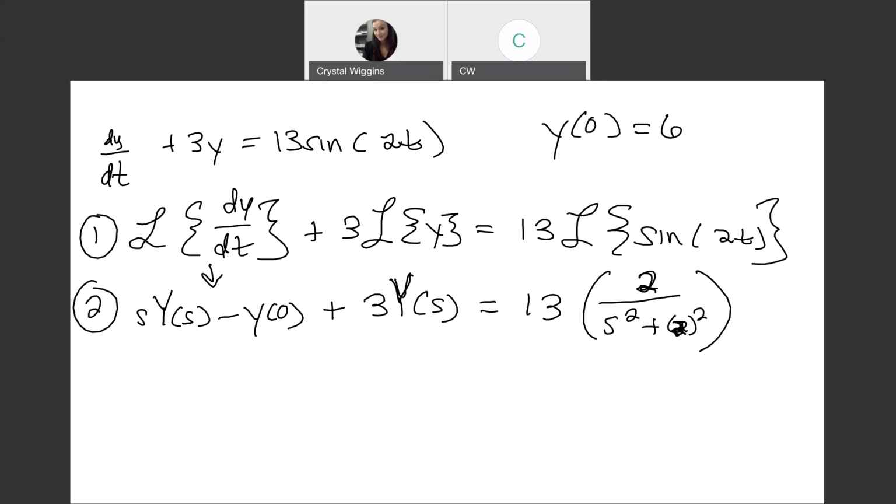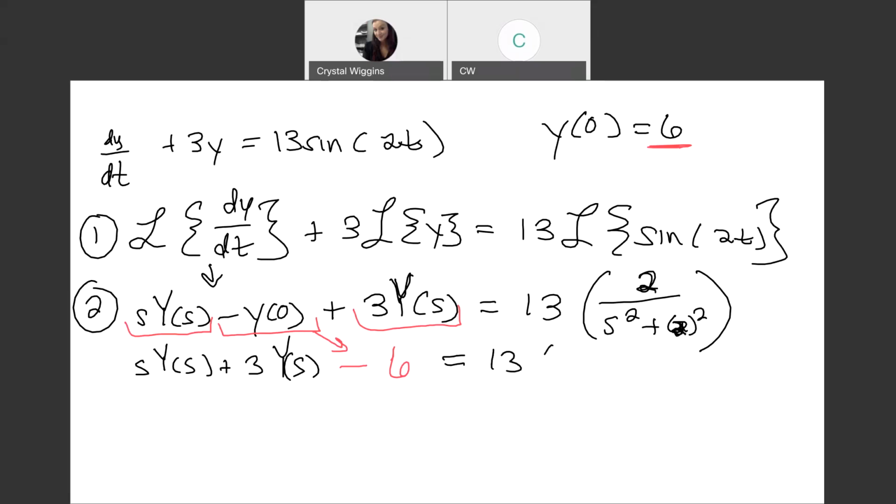All right. So now let's simplify some more. So this sY of s minus, okay, let me do this in red. So here's a Y of s term. Here's another Y of s term. So let's put those closer together. So sY of s plus 3Y of s. Now the initial value here, so minus the initial value, we're going to put that here. So that's minus the initial value of 6, and then equals 13 times 2 over s squared plus 4.